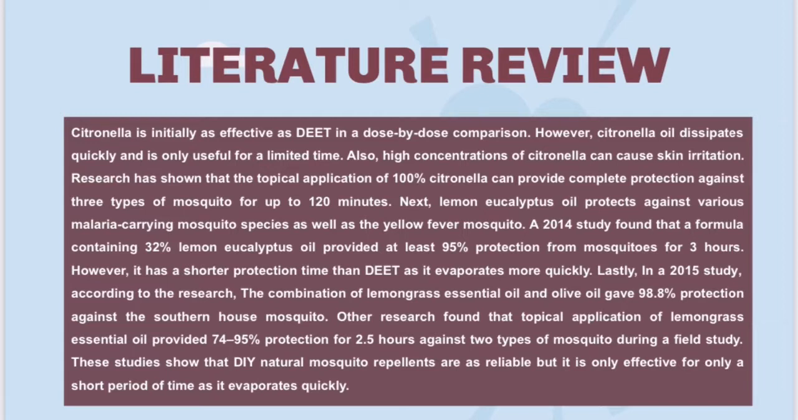Lastly, in a 2015 study, according to the research, the combination of lemongrass essential oil and olive oil gave 98.8% protection against the Southern house mosquito. Other research found that the topical application of lemongrass essential oil provided 74 to 95% protection for 2.5 hours against 2 types of mosquito during a field study. This study showed that DIY natural mosquito repellents are reliable, but they are effective for only a short period of time as they evaporate quickly.